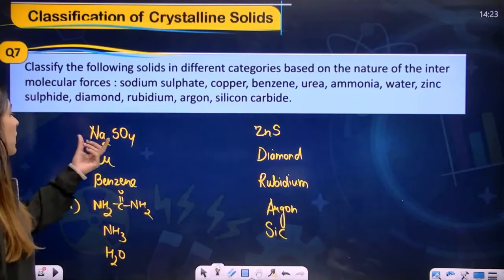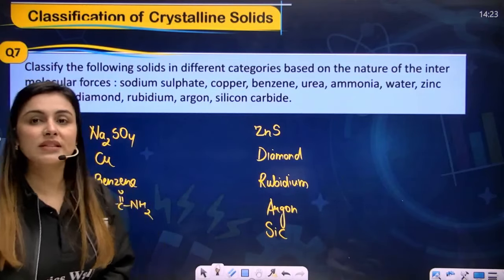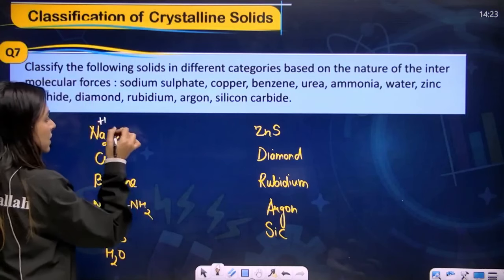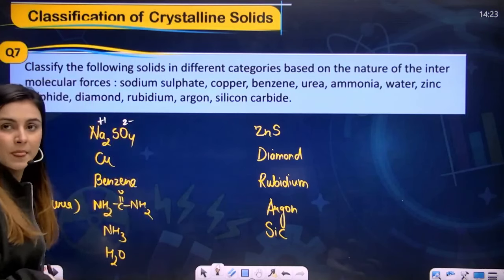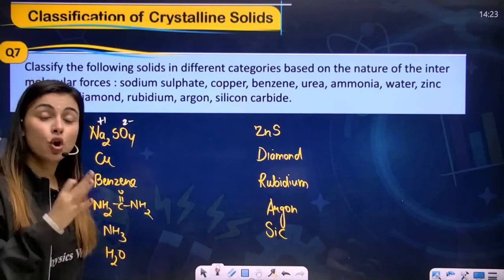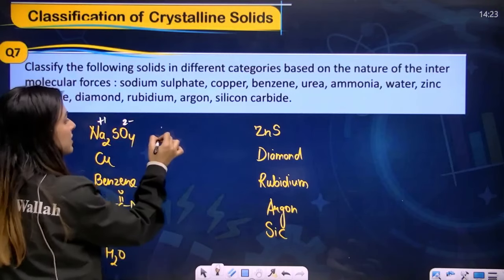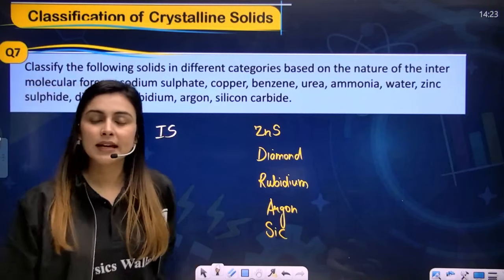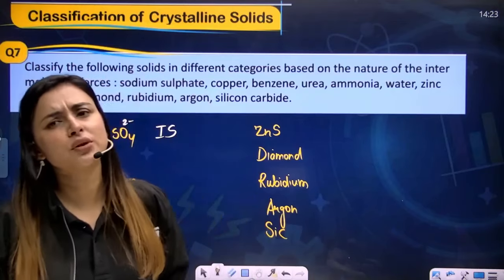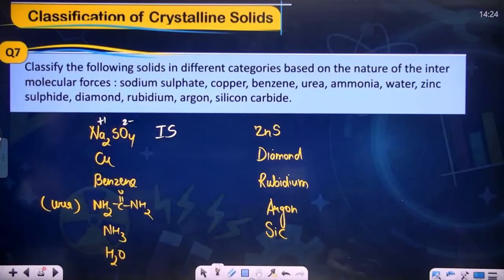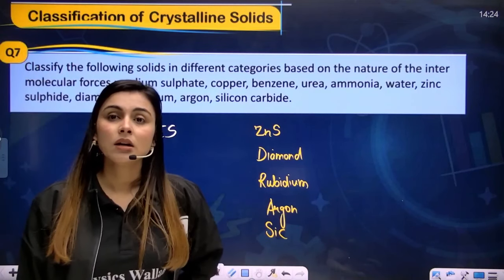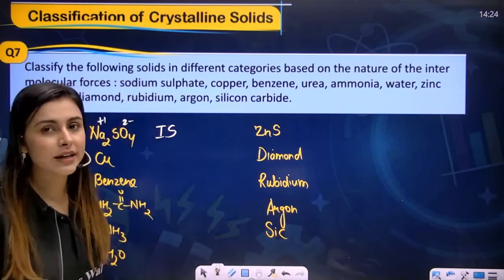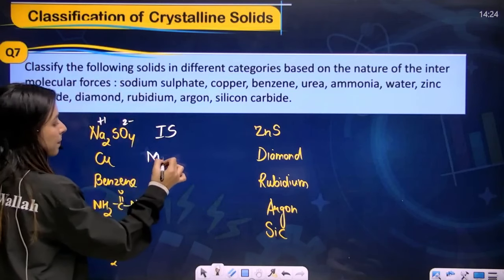If you have Na2SO4, my dear students, can I say that you have Na+ and SO4 2-? Since there are two oppositely charged ions, can I say that it is an ionic solid? Is there any problem with that? No, it's absolutely right. Perfect. This is how you'll classify it. Now let's talk about copper, my dear students. What is copper? Copper is a metal. It will be a metallic solid.